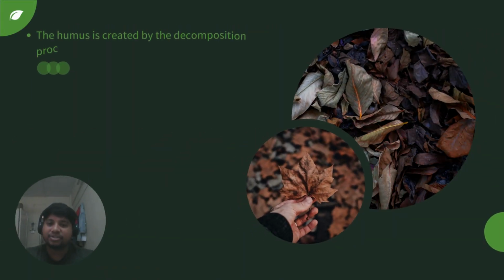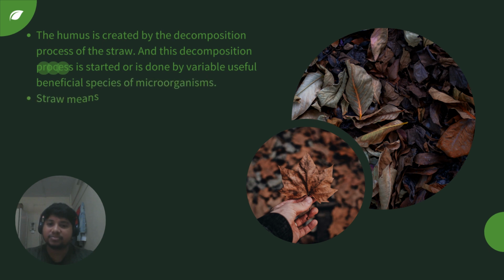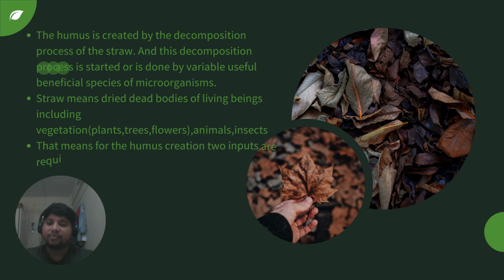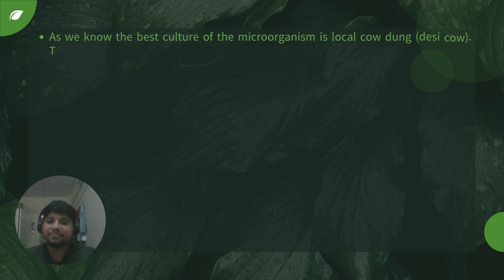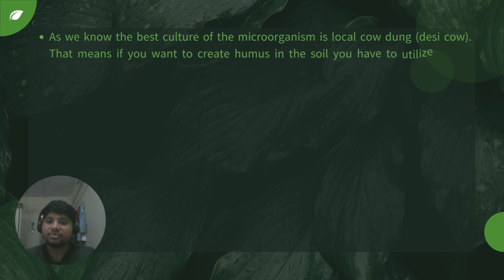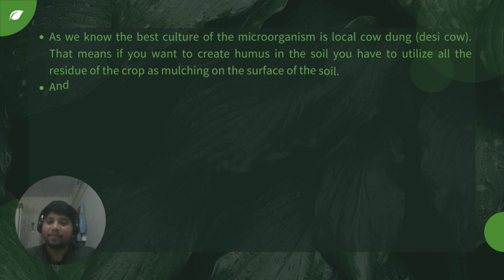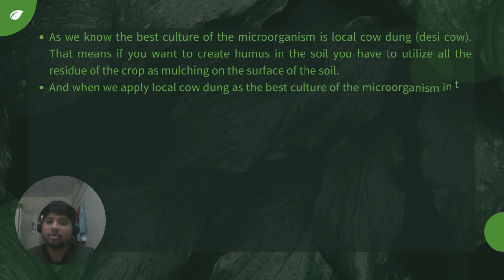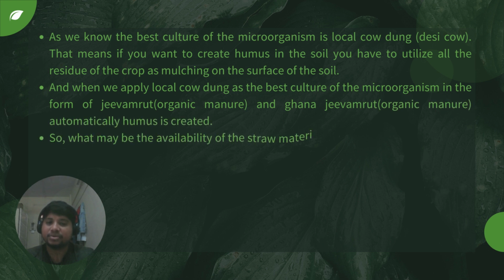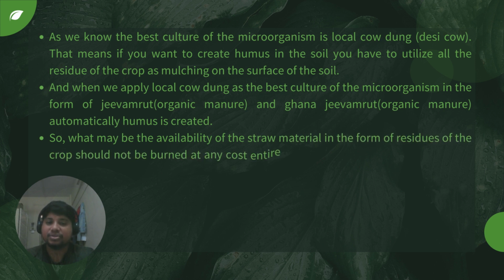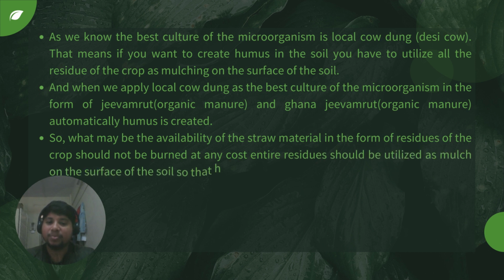Humus is created by the decomposition process of straw, and this decomposition process is done by various useful beneficial species of microorganisms. Straw means dried dead bodies of living beings, including vegetation, animals, insects. That means for humus creation, two inputs are required: dried residues of the crop and the best culture of microorganisms. As we know, the best culture of microorganisms is local cow dung. That means if you want to create humus in the soil, you have to utilize all the residues of the crop as mulching on the surface of the soil. And when we apply local cow dung as the best culture of microorganisms in the form of Jivamrut and Ganajivamrut, automatically humus is created. So, whatever may be the availability of straw materials in the form of residues of the crop, they should not be burned at any cost. Entire residues should be utilized as mulch on the surface of the soil so that humus can be created.